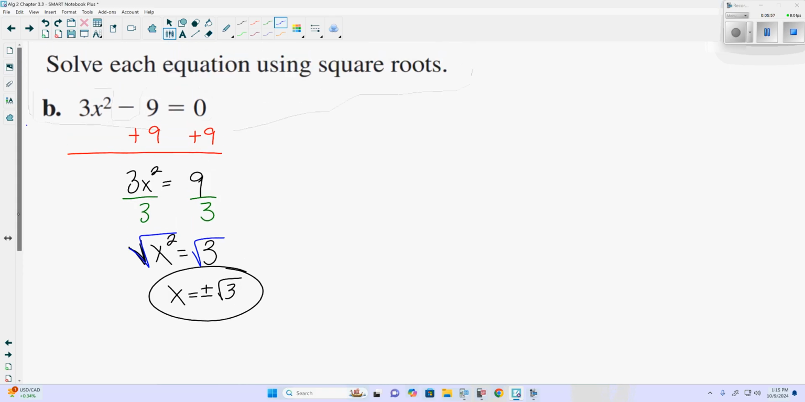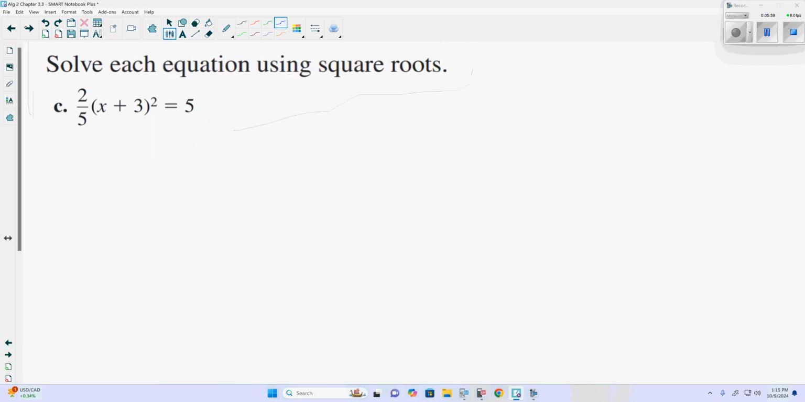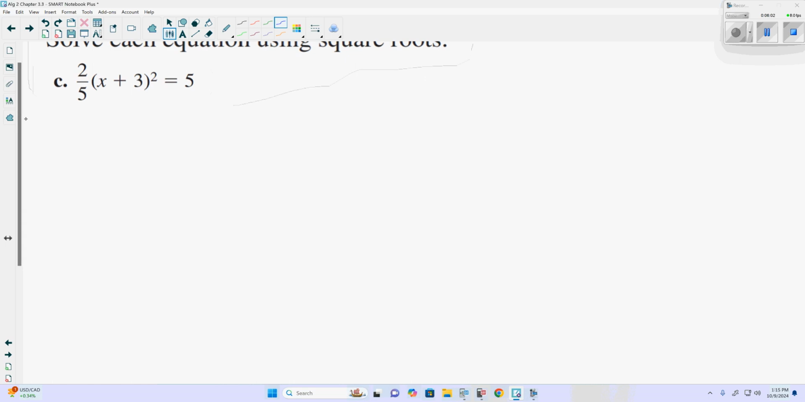We ready for the next one? Now this we can still solve by the square root method because we do still only have a single x and it's located inside a set of parentheses being squared. So this still works. The only time that we wouldn't be able to use the square root method on a problem like this here is if we had a variable also outside the parentheses. But since it's still inside the parentheses, this still works.